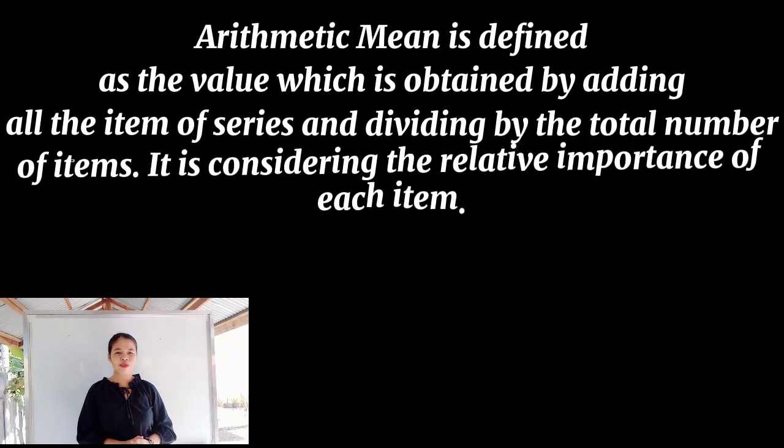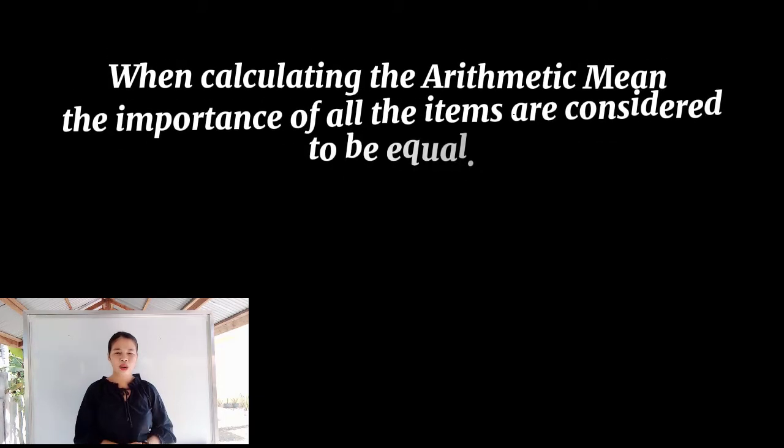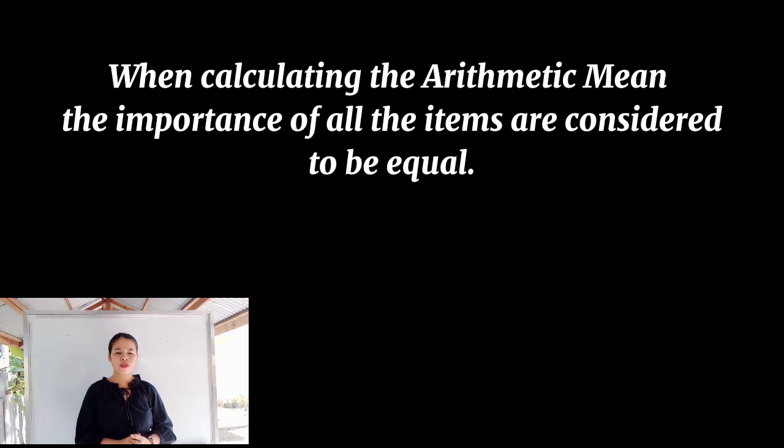Arithmetic mean is defined as the value which is obtained by adding all the items of the series and dividing the total by the number of items. It is considering the relative importance of each item. Remember, when calculating the arithmetic mean, the importance of all items are considered to be equal.